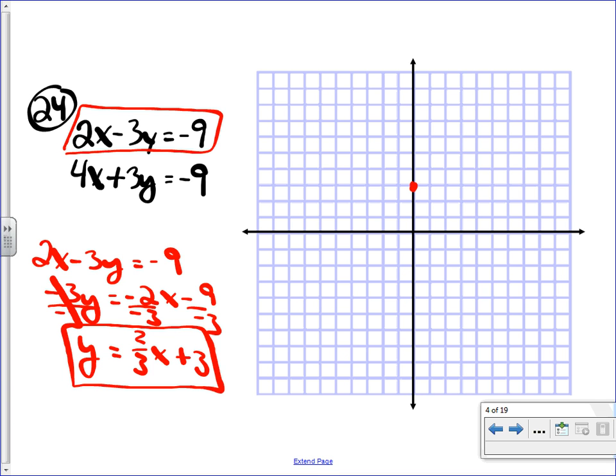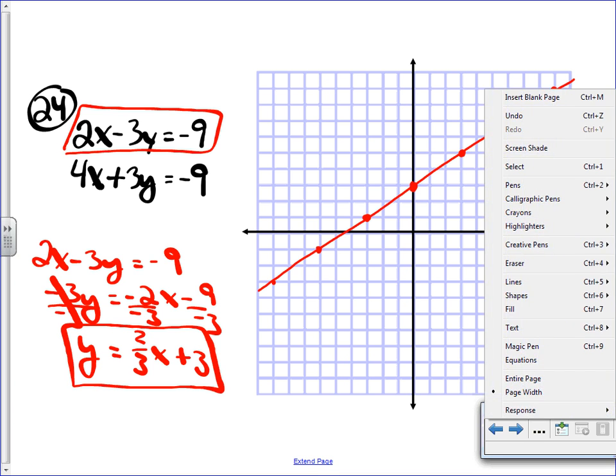2/3, that's going to be my slope. Up 2, run 3. Up 2, run 3. Up 2, run 3. And do that the other way as well. Go down 2, run 3 backwards. Down 2, run 3 backwards. So on and so on. All right, so we'll connect these dots. And we got our first line.